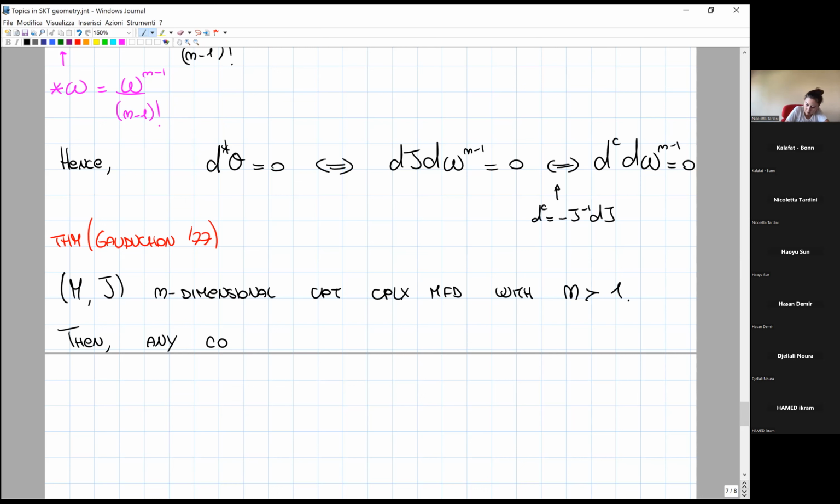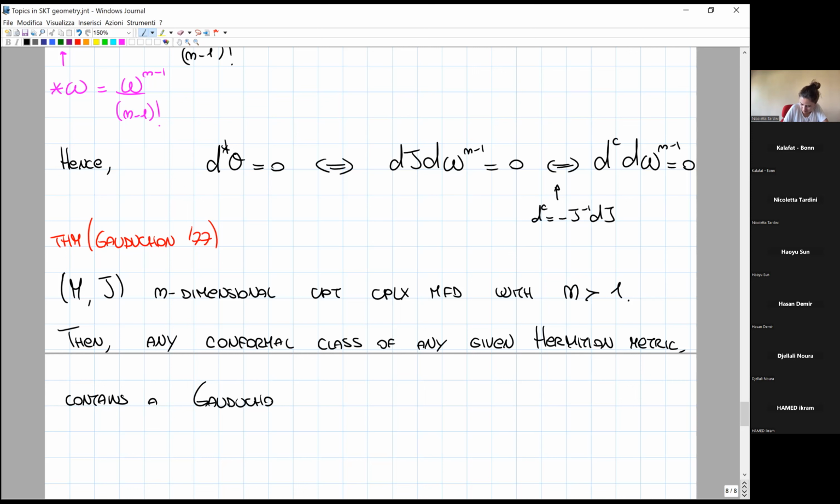any conformal class of any given Hermitian metric contains a Gauduchon metric. Okay, so that's the point. And this Gauduchon metric is in fact unique up to multiplication with a positive constant.